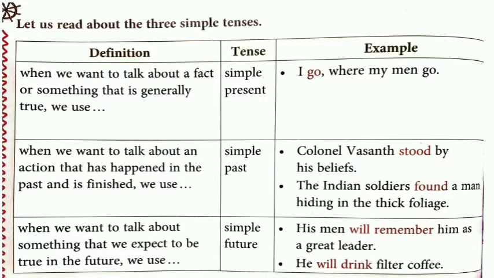The first sentence, Colonel Vasant stood by his beliefs. Here students, VP of stand, that is stood. Okay. Another sentence, that is, the Indian soldiers found a man hiding in the thick foliage. Here students, found is the VP form of find. Students, another example we will see right now.